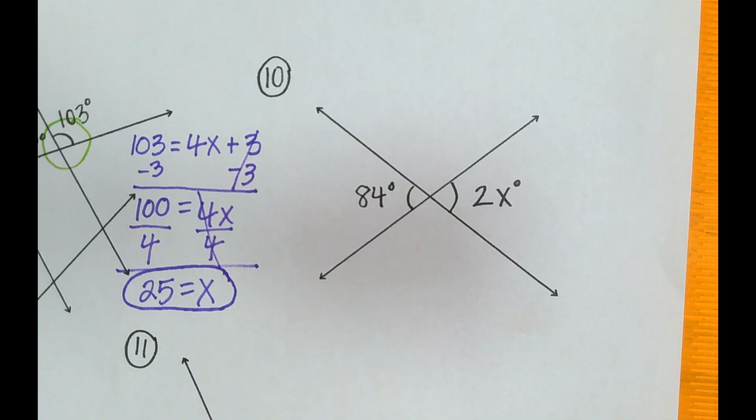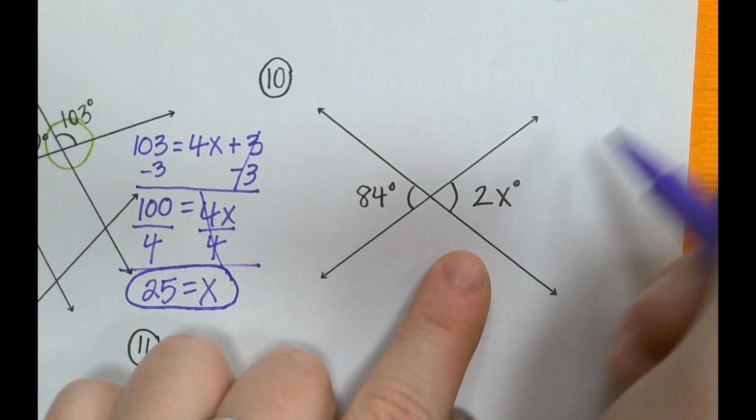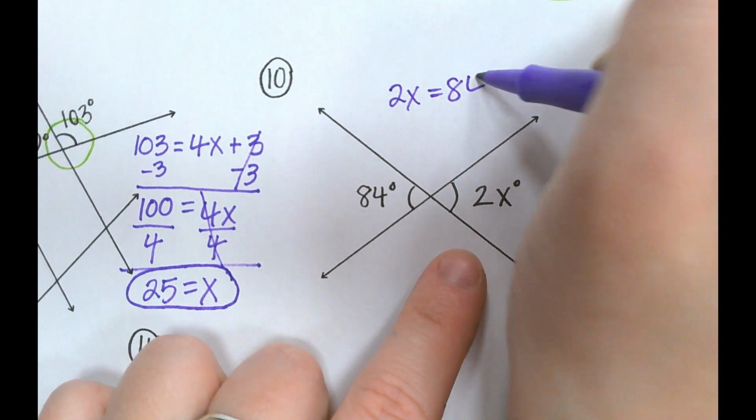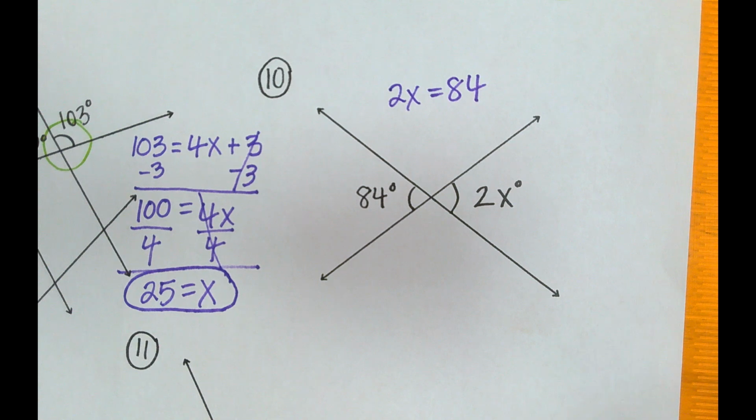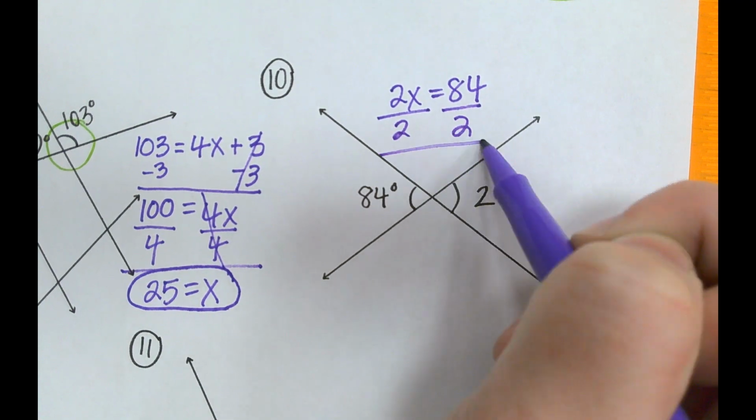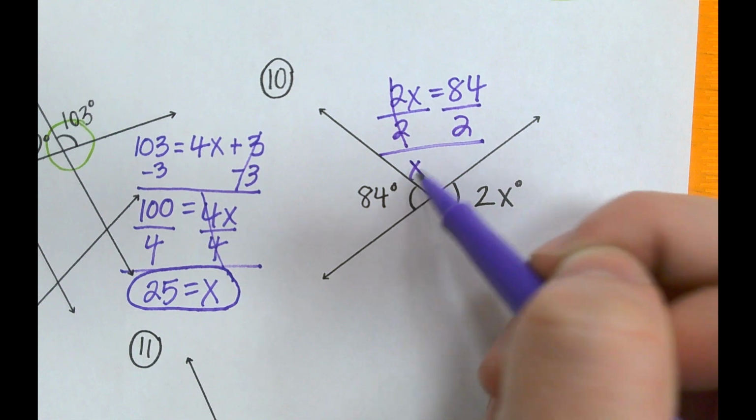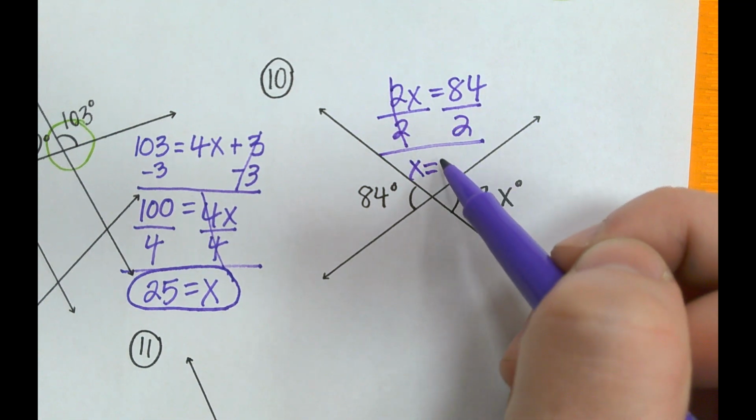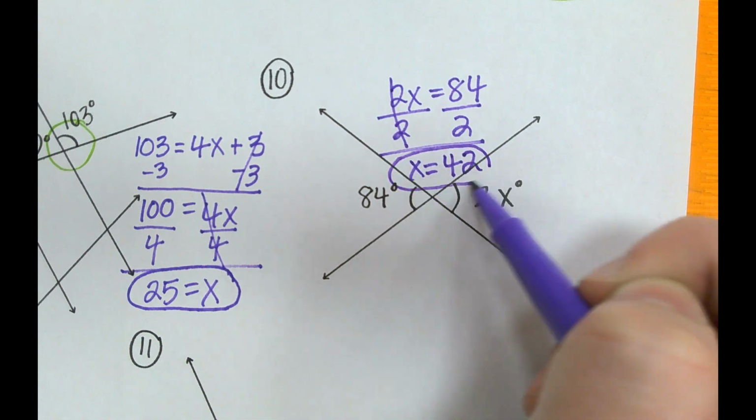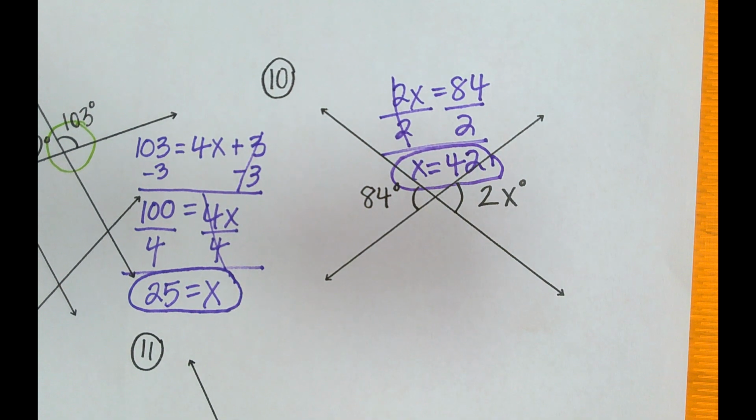So how would I set up this equation? 2x equals 84. And this one's a pretty quick answer. All we do is divide by 2. That's it. And I'm going to get x equals, I think it's 42. Is that right, guys? Perfect. x is 42.